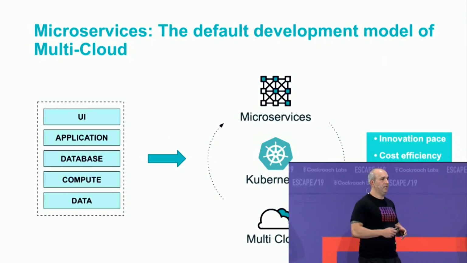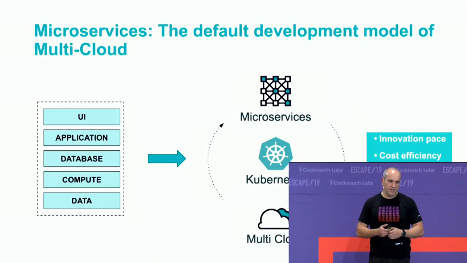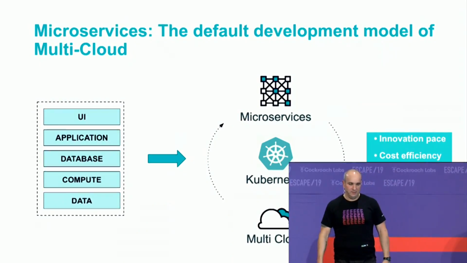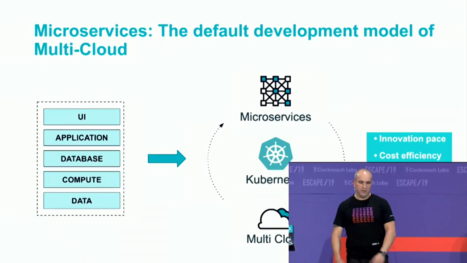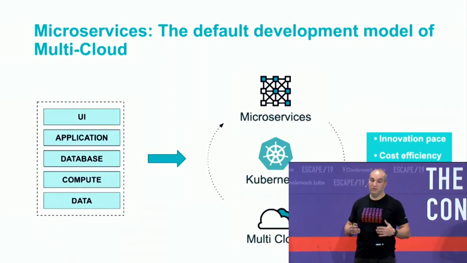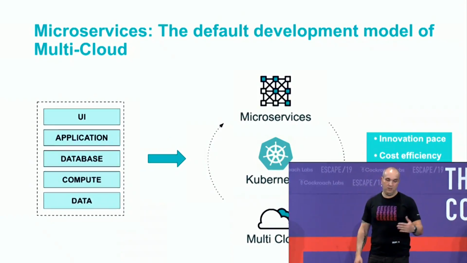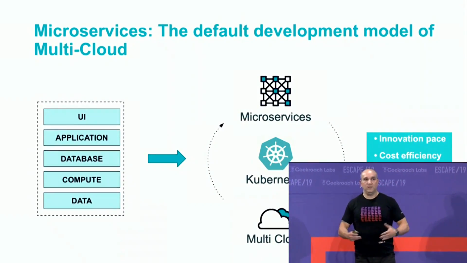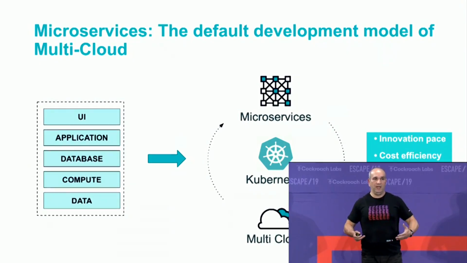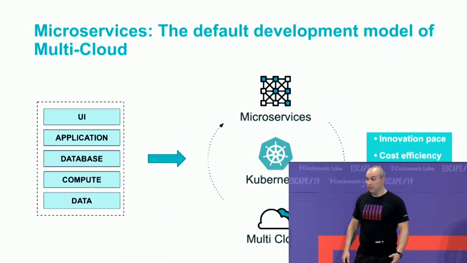Think about the premise that microservices are your default deployment model. If you look at your UI, your applications, your databases, and you're importing those over, there are obvious advantages with innovation pace, cost efficiency and risk mitigation for moving to multi-cloud or things like Kubernetes or microservices. And as we know, most of us are looking at Kubernetes or containers as a mechanism for really speeding up that move.